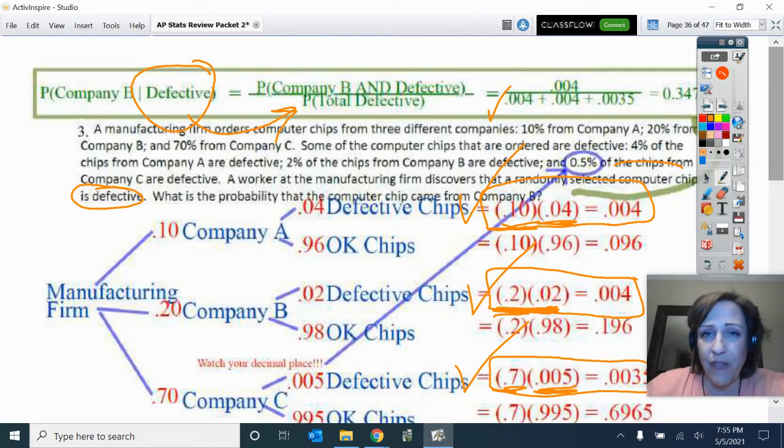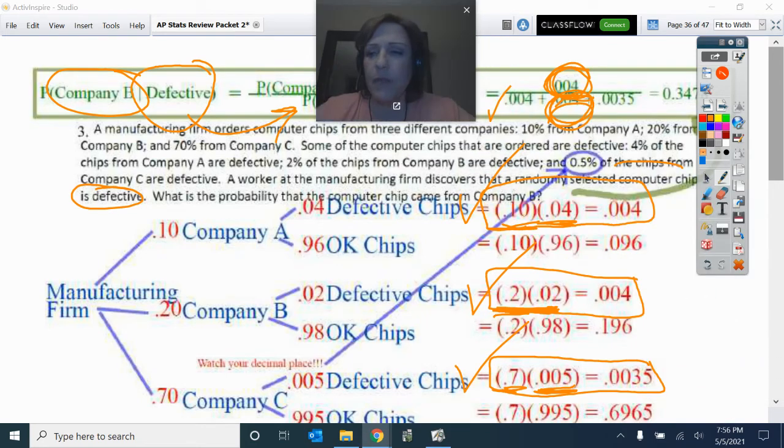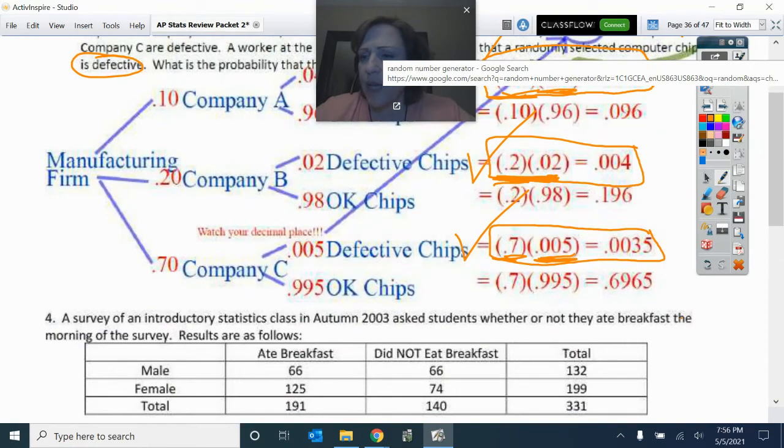What proportion of that, or what piece of that, is the company B portion? Well, that's this little guy right here. So that's why that's the numerator. The denominator will be the total of those, and the numerator will always be a part of the whole in the bottom. Okay, moving on. And so that's how we got the percent, whatever that was, 0.347 something.